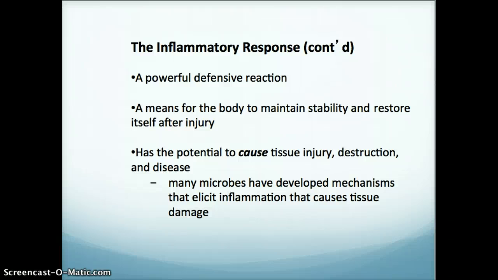So it also, though, can have the potential to cause tissue injury and destruction and disease. And that can happen due to microbes that actually elicit inflammation to cause tissue damage. But also we can have inflammation in the body from things like allergies or even autoimmune disorders that cause inflammation, which can cause tissue damage. This is much more rare, and it's not the actual goal of inflammation or inflammatory response, but it is something that does occur.